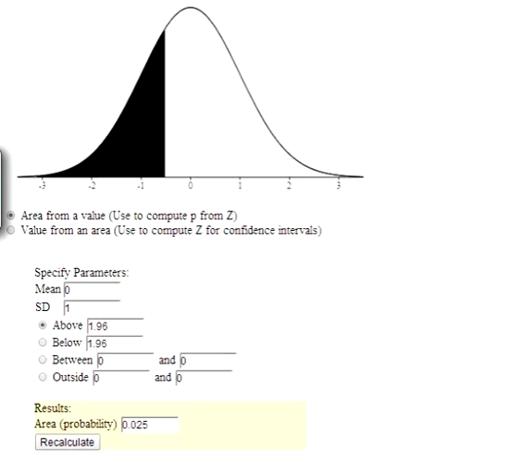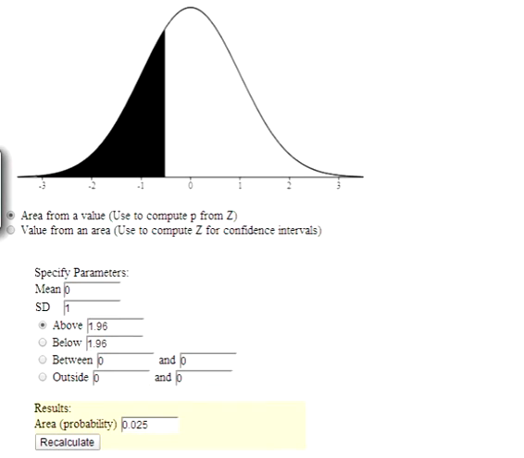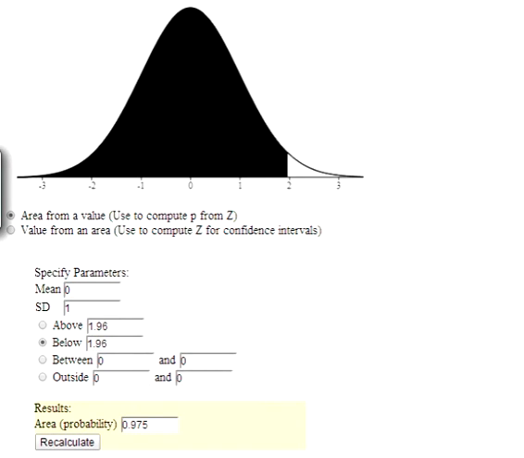If we then go over to our applet, we can use the values of the mean being 0 and the standard deviation of 1 because we've calculated our z-score, and we want to know the probability that a person will have an IQ that is no more than 115. No more than is another way of saying less than 115, or below. So we want to figure out the probability of being below, and our z-score was 1. Plugging that into our applet, we can see then that the probability would be 0.8413 if we round.